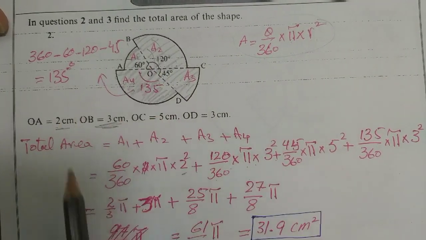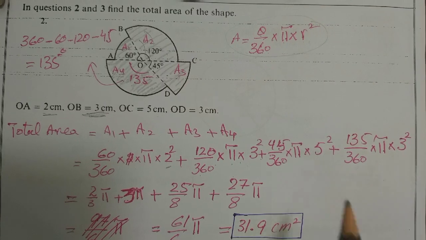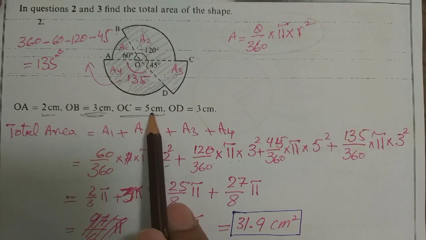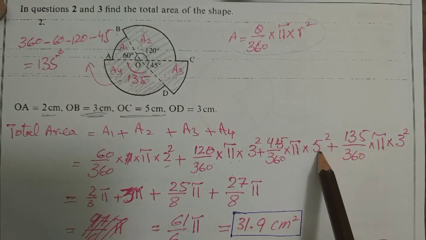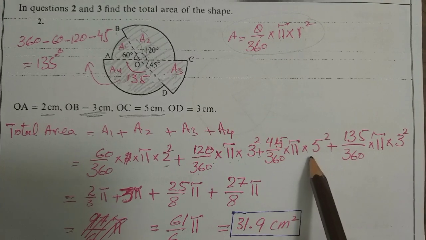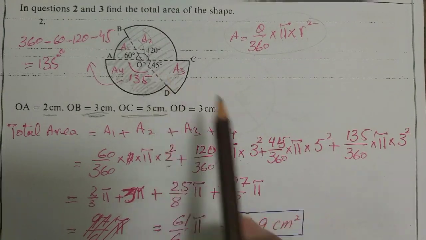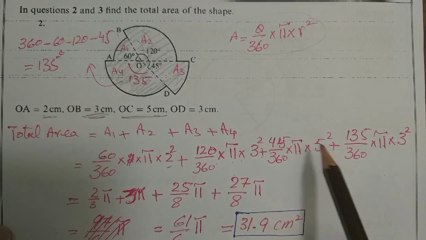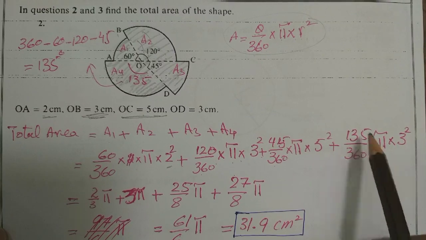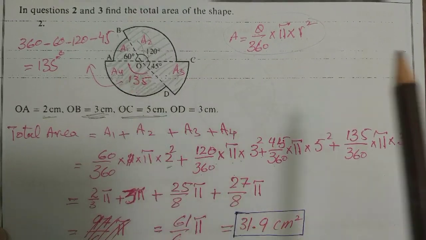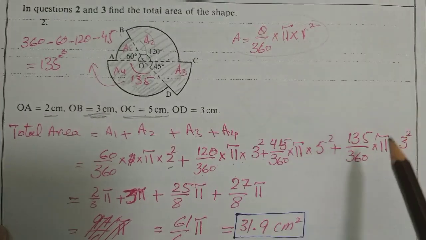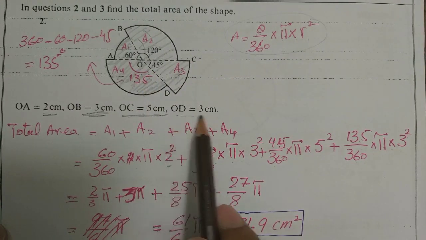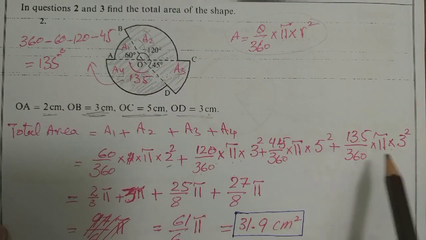So this is the radius from this point to this point. And here the third one, we are given the radius from O to C is 5 centimeter. Replace r by 5 square, then simplify for theta. Theta given is 45 degrees, so 45 over 360 times pi times r square, which is 5 square, plus we found here 135 degrees, so 135 over 360 times pi times 3 square, because the radius here O to D is 3 centimeters. So then simplify.